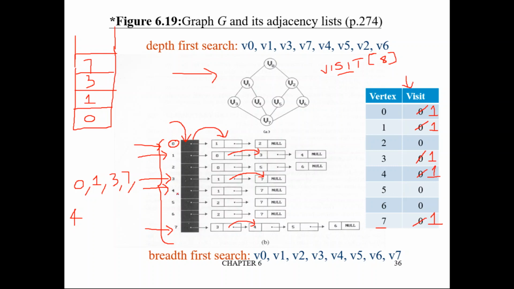Whatever you are jumping to, surely it will be visited, so you need not even check that. 4 is pointing to 1. Is 1 visited or not? So how do you know? Check the array. Yes, 1 is visited.